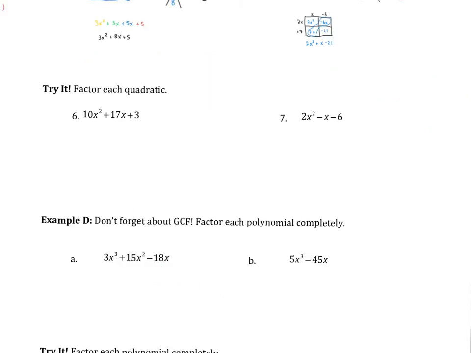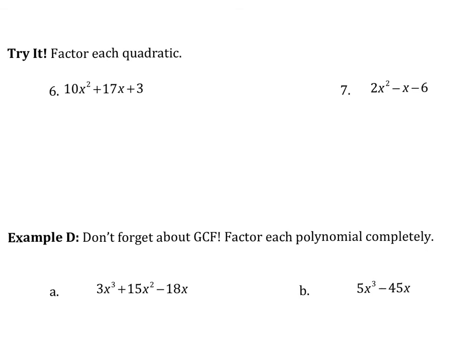Now it is your turn. So practice these, pause, and check your answer. And there are your results. Remember, always just do a quick mental check here. 2x times 5x is 10x squared. 2x times 1 is 2x, and this is 15x, so together they're 17x, and then 3 times 1 is 3. You can do the same over there as well.